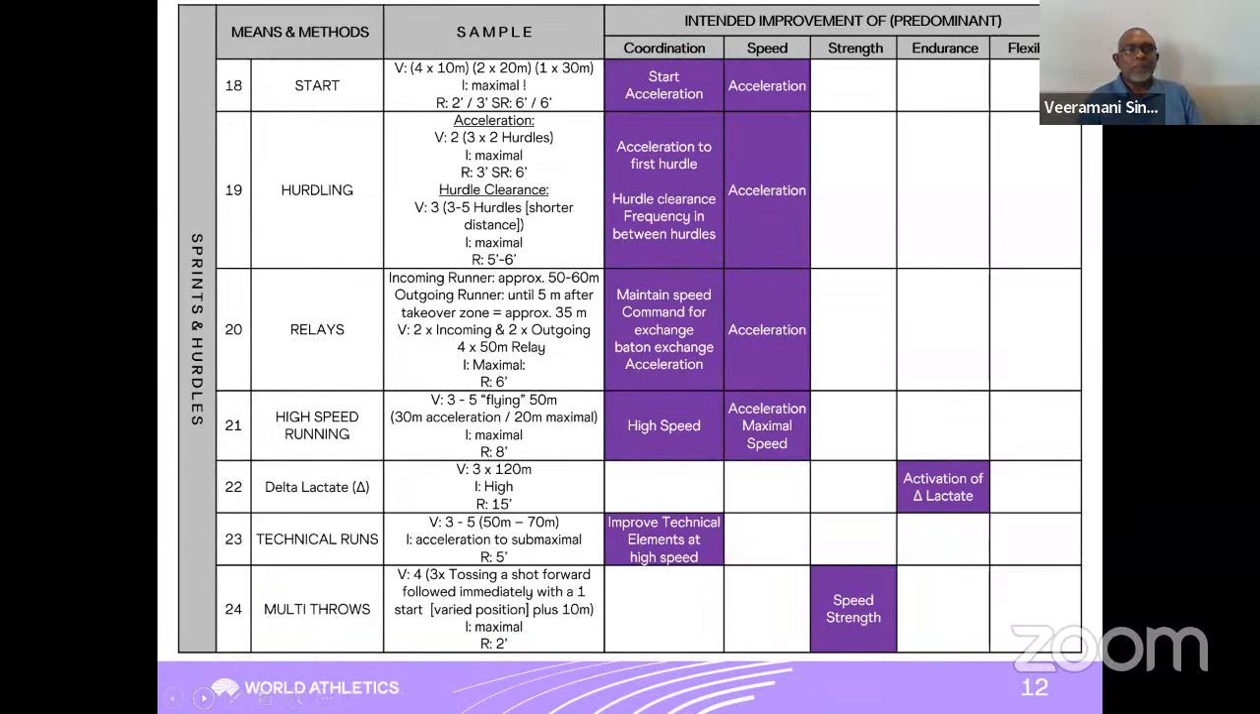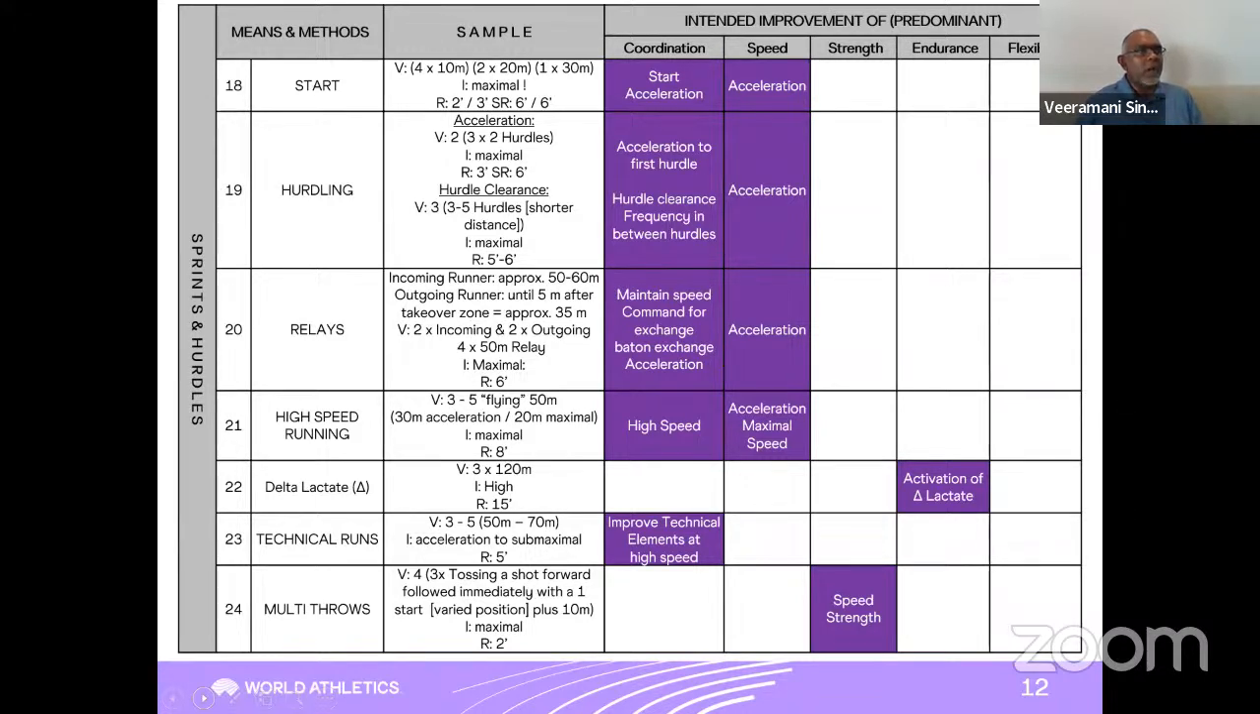Now we move to specifics for events. Starts, of course, we work shorter distances, volume, 10 meters, 20 meters, 30 meters. Maximum, usually whenever we do the workout, it will always be speed related, at maximum. Focuses on start, reaction, and acceleration.